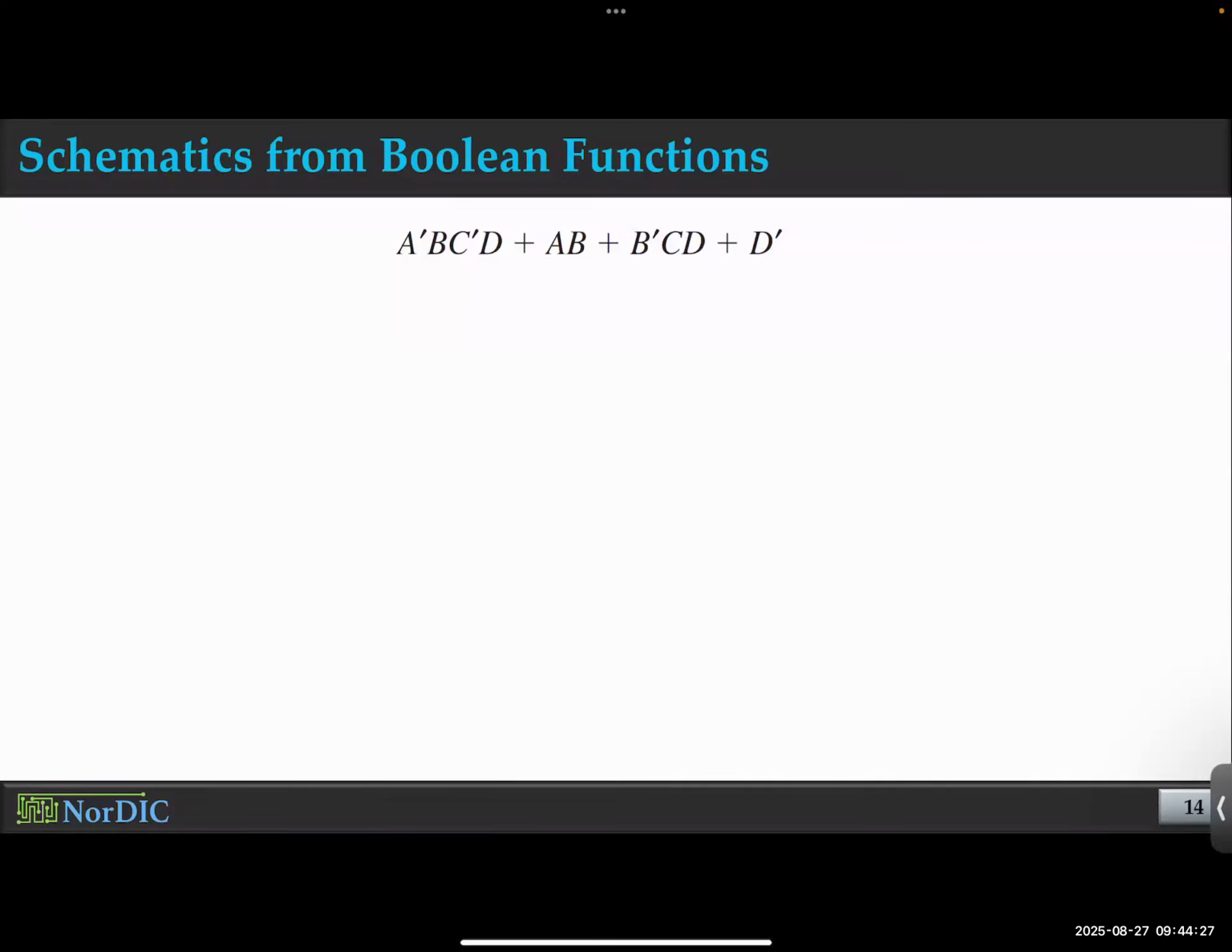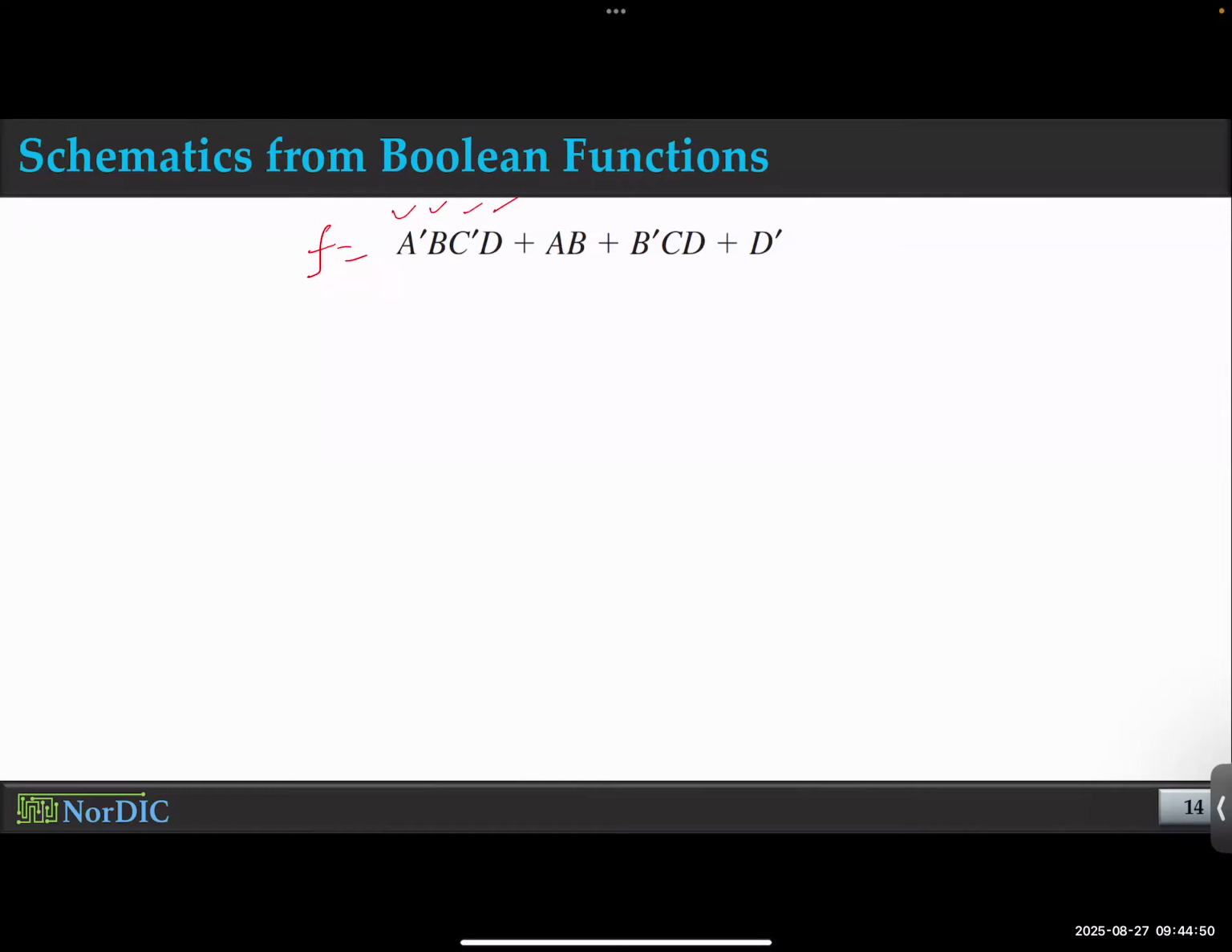Let's try to do the opposite now. Let's try to come up with the schematic from this function. This is a Boolean function. I could represent it as f. Okay. And then I'm going to draw a circuit for it. Folks, notice, is this an AND operation or an OR operation when you have a product? And how many variables are you dealing with?